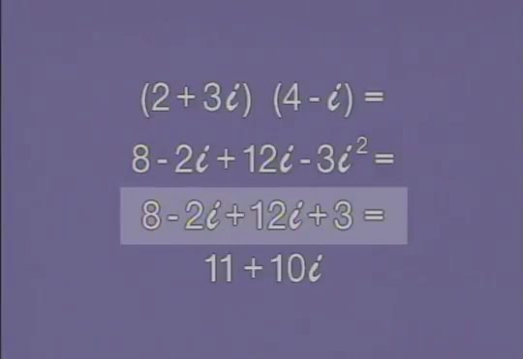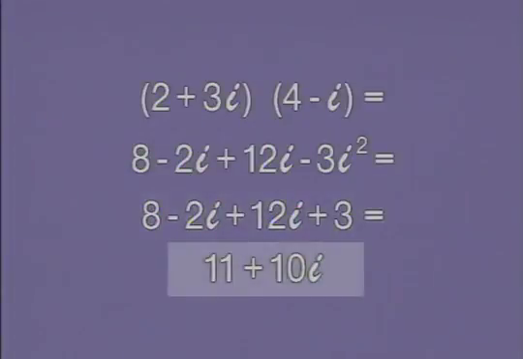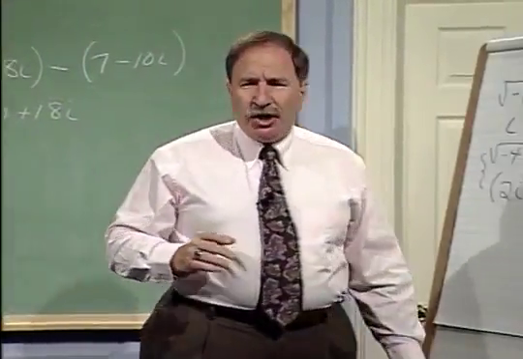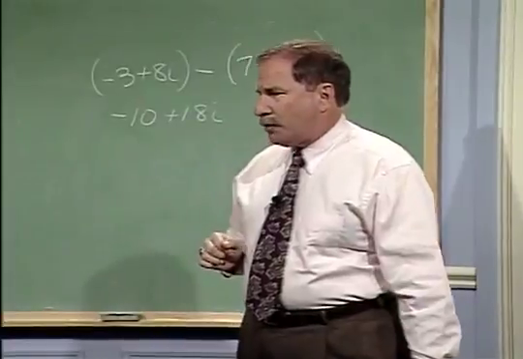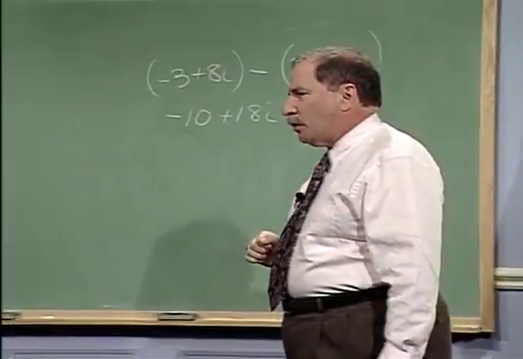We combine like terms. We can combine the real terms, 8 and 3, to get 11, and the negative 2i and the positive 12i are combined to get a positive 10i. Thus, the answer, 11 plus 10i. The next multiplication we're going to do is going to lead us into a very special circumstance. So let's look at the next visual.